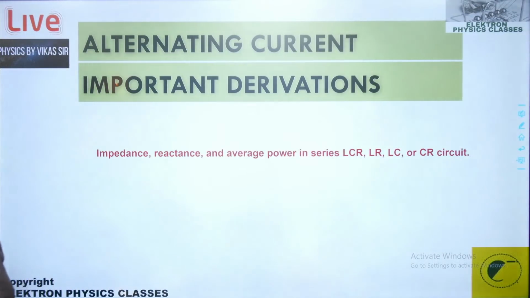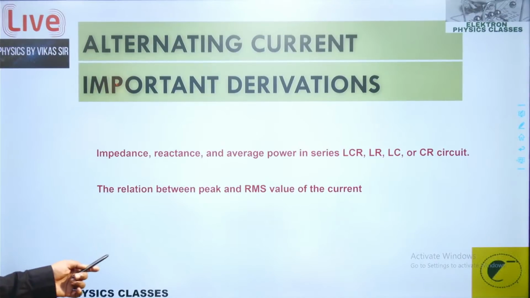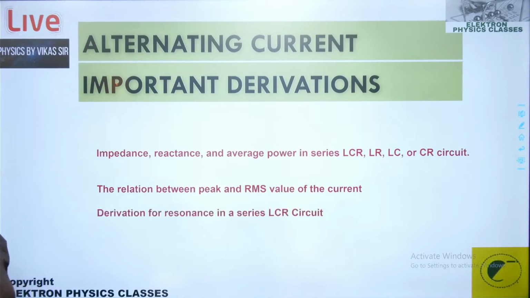The next one is the relation between the peak and the RMS value, already told you beforehand, and the derivation for the resonance of the series LCR circuit. So these are the important derivations, not much, already covered in the topics.